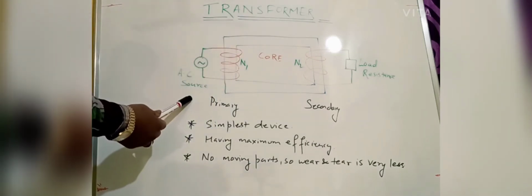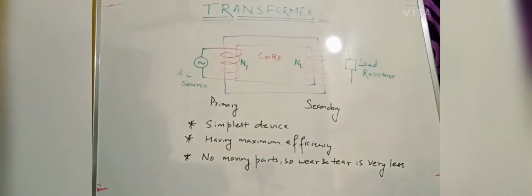Now the primary winding is connected to the AC source, and the secondary winding is connected with the load resistance. What is this load resistance? Load resistance means any device which works by taking electrical energy. It can be a bulb, a fan, or any electrical appliance. So the common term used is load resistance.